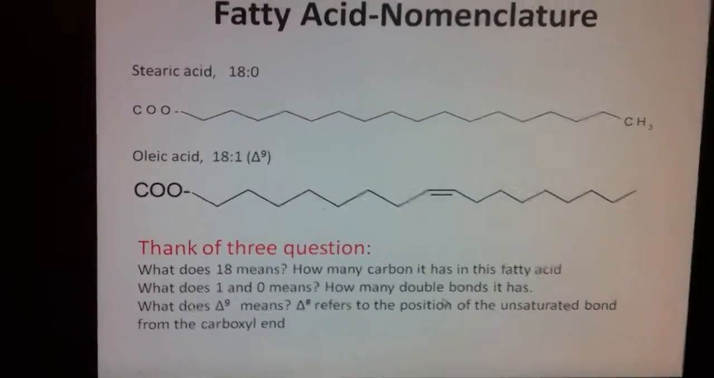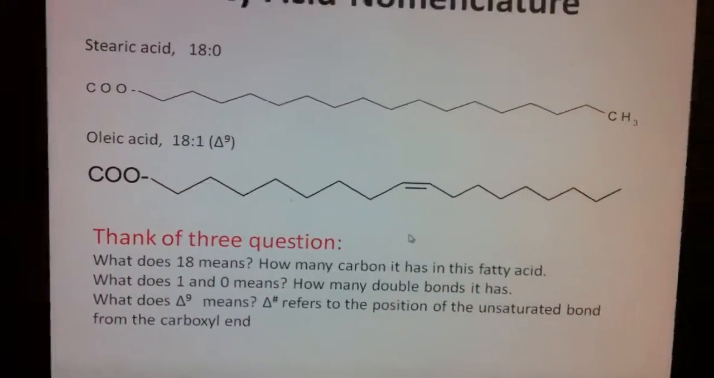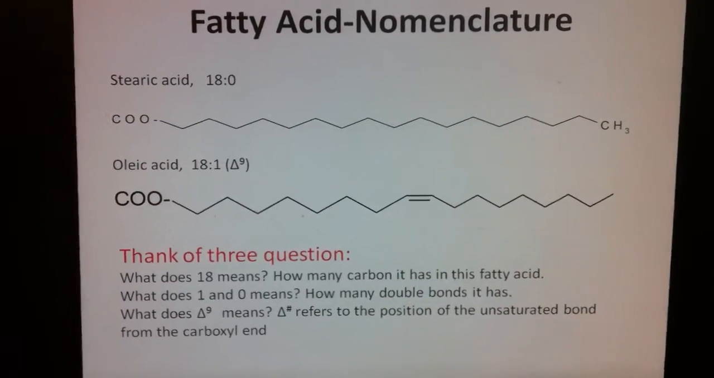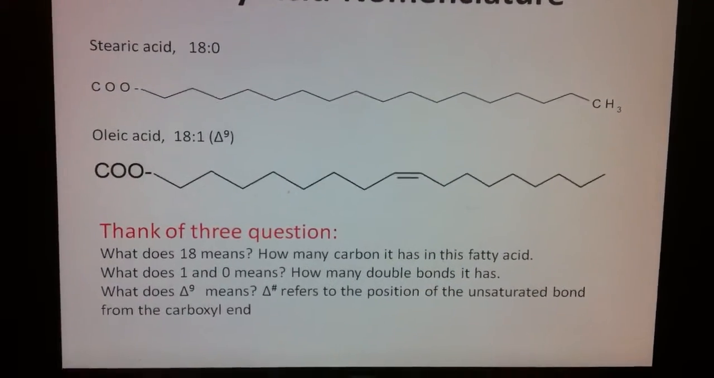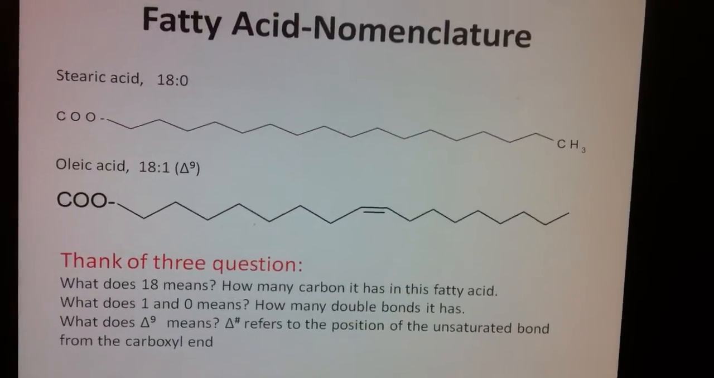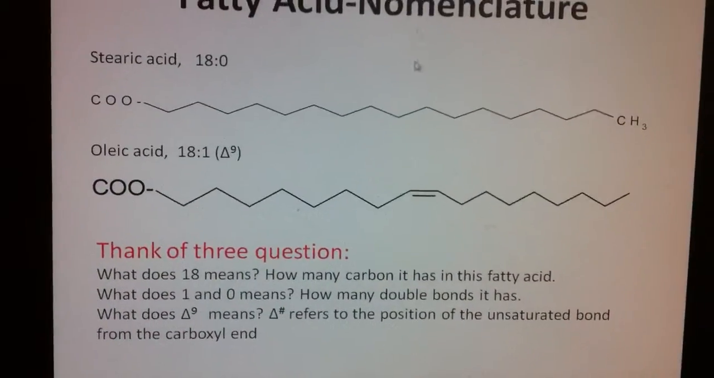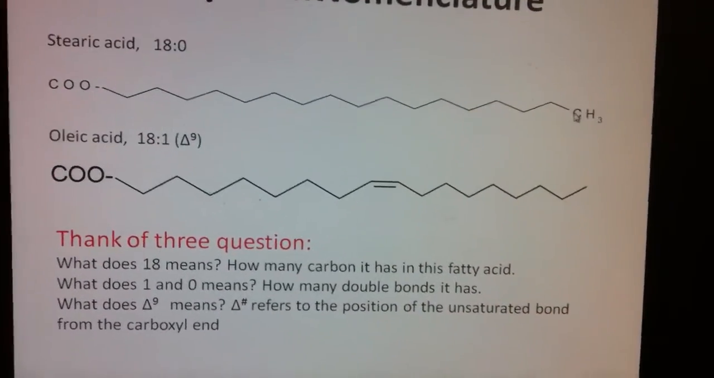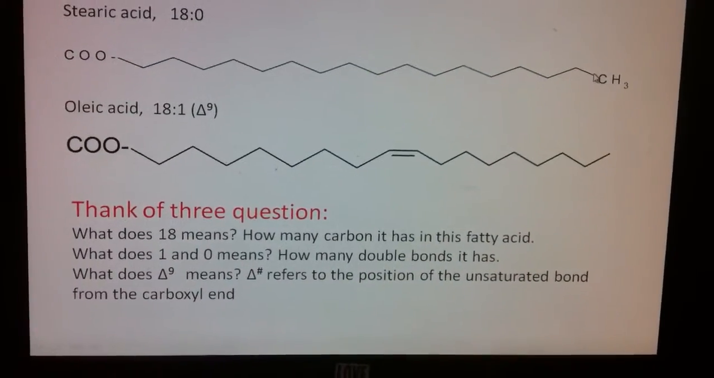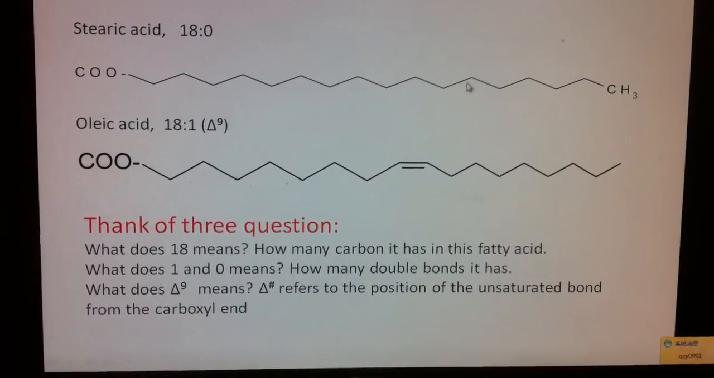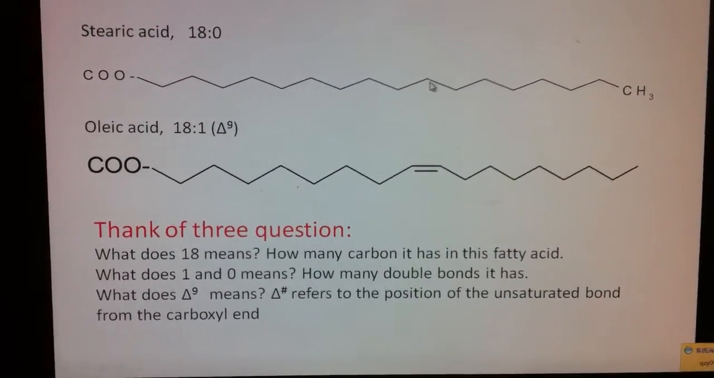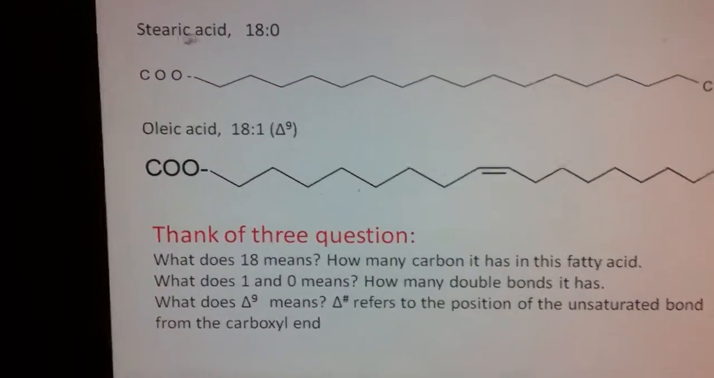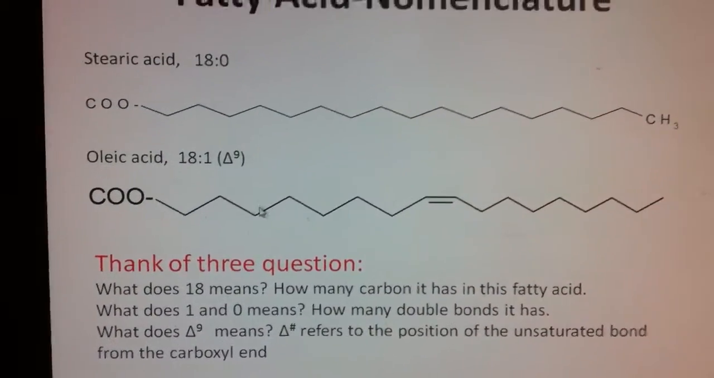I can give you a hint. Just look at the structure. 10 seconds. Okay, if you look carefully at the structure, you can see here, the 18 means how many carbons it contains in the fatty acid, right? You can count again. 1, 2, 3, 4, 5, 6, 7, 8, 9, 10, 18. So it contains 18 carbons, so we write 18 here.